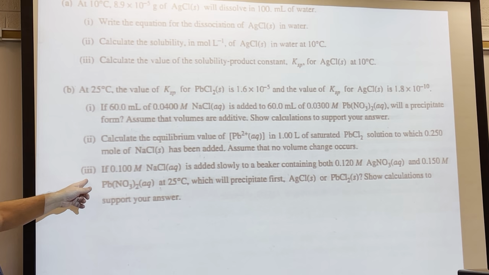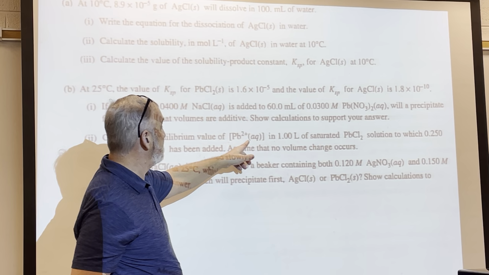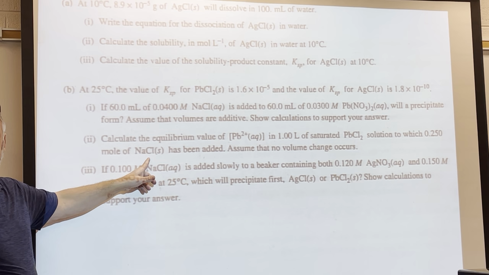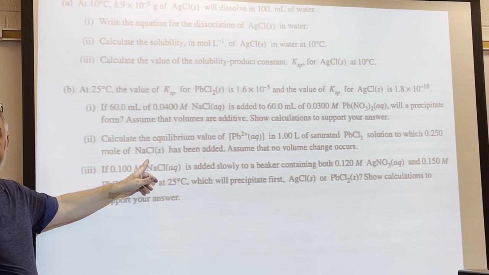On this one now, on part three, this, by the way, is a common ion problem because we calculate the solubility of lead chloride in a saturated solution to which we have this much NaCl added. So what's my common ion in it? The chlorine, right? So this would be a common ion problem. And we'll do that one after this just for practice, just for fun, okay?